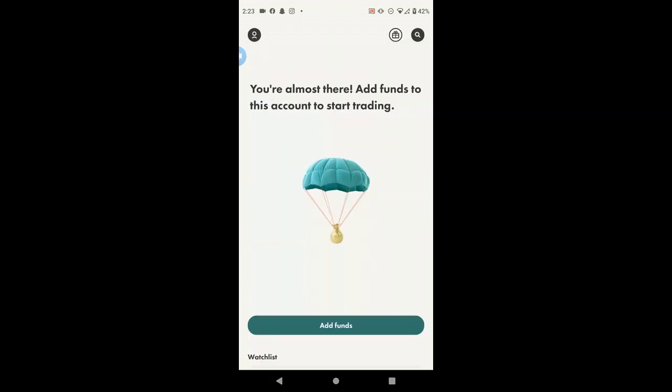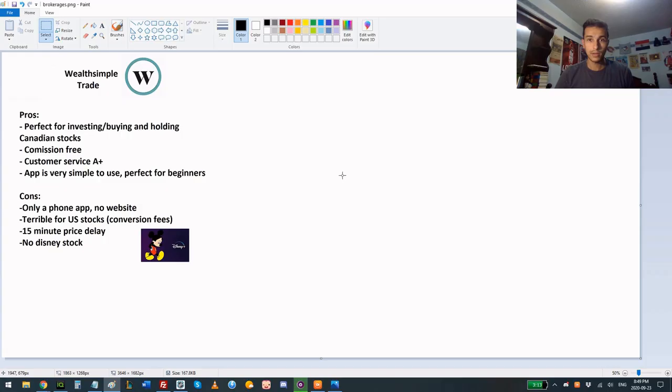Super simple to use. I loved using Wealthsimple. When I was using it, it just didn't fit what I was using it for. But it's an excellent app. It's perfect for beginners. It's super user friendly. When it comes to buying and holding Canadian stocks, Wealthsimple Trade is perfect for it. It is commission free for Canadian stocks only.